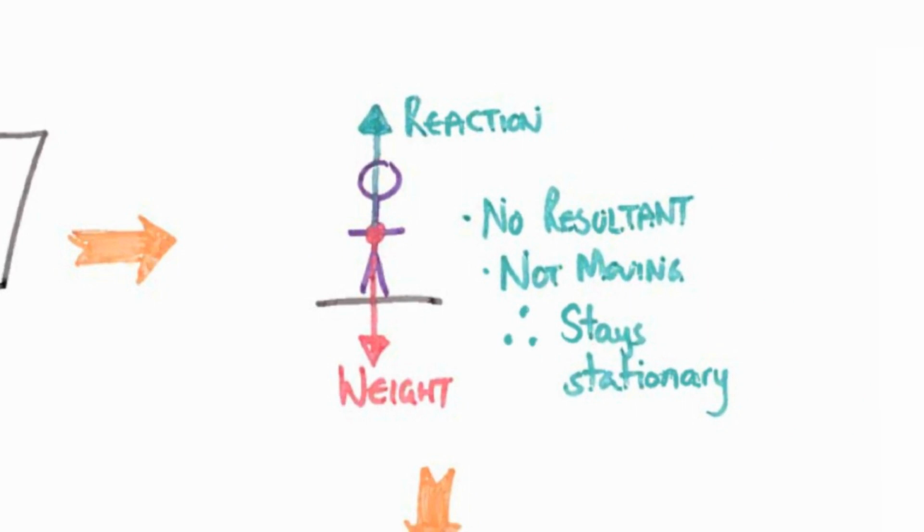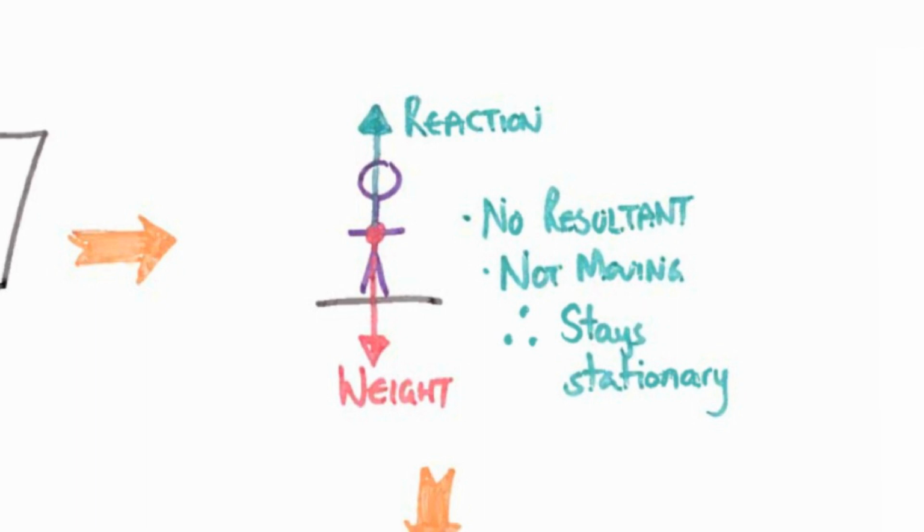Now those two forces are balanced. They're opposite. They're going in different directions, and they're equal in size. So there's no resultant force. Therefore, the person is not accelerating, in this case not moving, and it stays stationary, stays at the same speed, which in this case is 0.